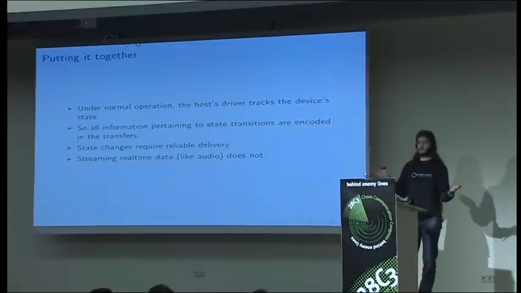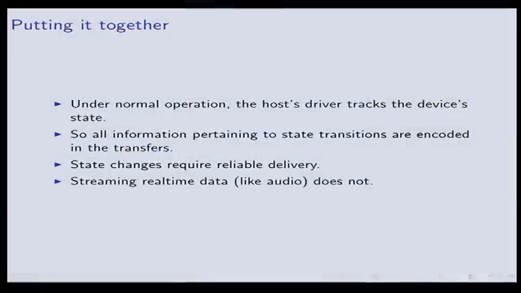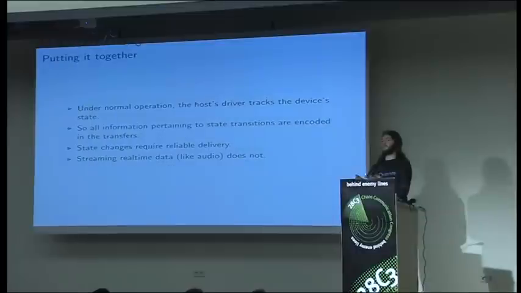So why was all this useful? Under normal operation, we have the host, and the host has a driver, and it's tracking the device's state. So everything that the device is changing about the world is encoded in these transfers that go back and forth. State changes require reliable delivery. Streaming real-time data does not. So you can start to guess which kind of transfer is going to be used for which kind of data or which kind of state change.